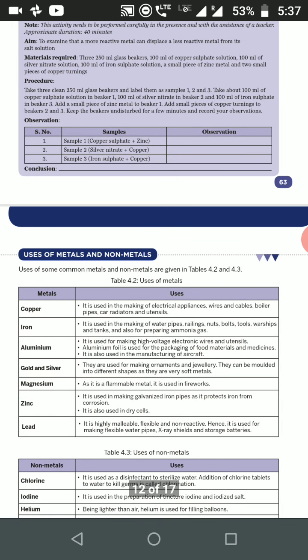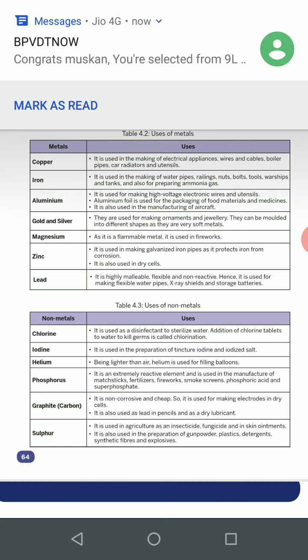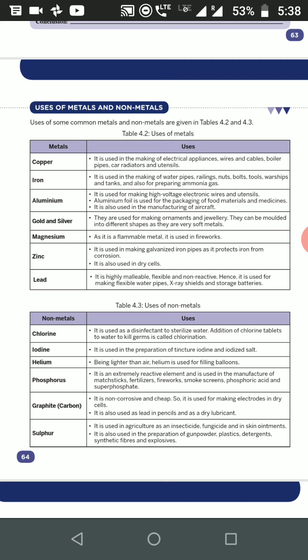Next, uses of metals and non-metals. You have to learn the tables of these uses of metals and non-metals. Copper is used for the preparation of electrical appliances, wires, cables, boiler pipes, car radiators and utensils. Iron is used for the preparation of water pipe, railing, nuts, bolt, tools, warships, tanks, and also for preparing ammonia gas. Aluminium is used to make high voltage electronic wires and utensils.